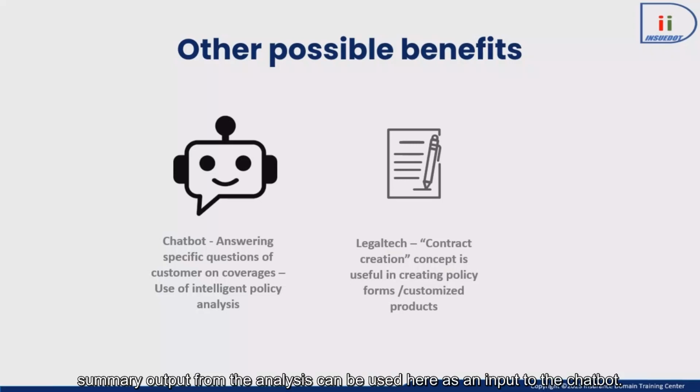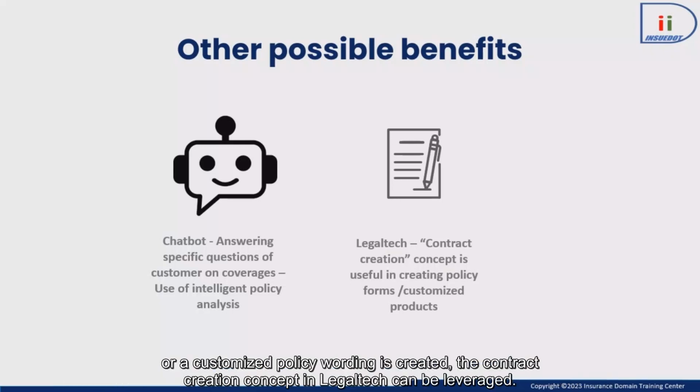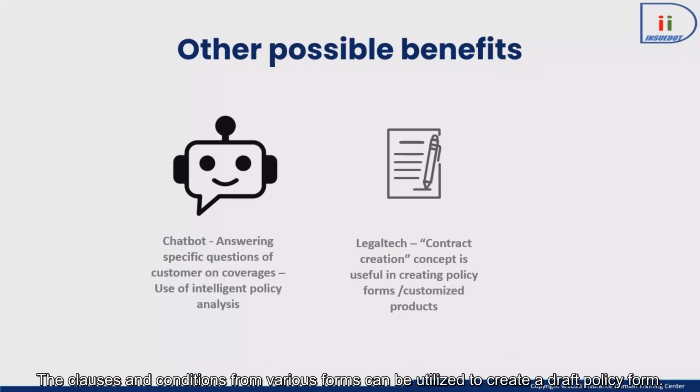As we said earlier, a policy is made up of forms. Whenever a new product is created or a customized policy wording is created, the contract creation concept in LegalTech can be leveraged. The clauses and conditions from various forms can be utilized to create a draft policy form. In a nutshell, LegalTech solutions can be leveraged in insurance. If the solution is mature, it can be used to automate claim processing for certain types of claims.